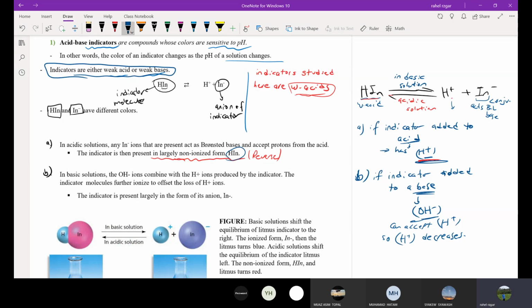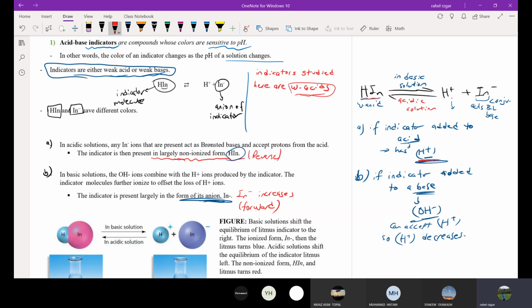But if you put an indicator into a base, what will be the direction of the shift? Forward. Which species will increase? IN will increase. So the direction is forward. That's the most important part.